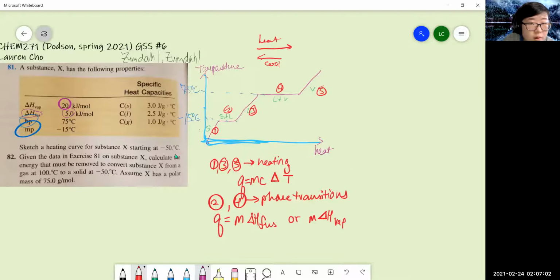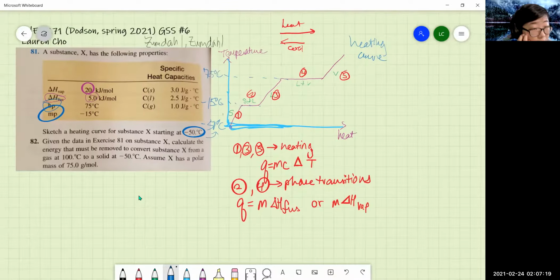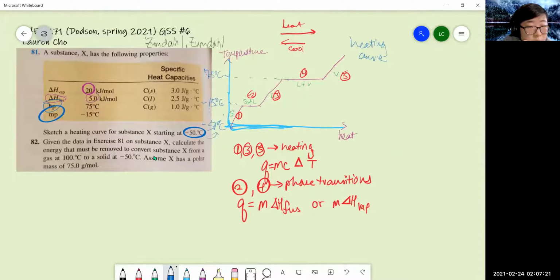I guess we already drew this heating curve already, and saying start at negative 50 degrees Celsius. I just have that there, but that's irrelevant. So this is the heating curve. Okay, so once we have that, it's asking calculate the energy that must be removed to convert substance X from a gas at 100 degrees Celsius to a solid at negative 50 degrees Celsius. So it's saying you're removing energy.